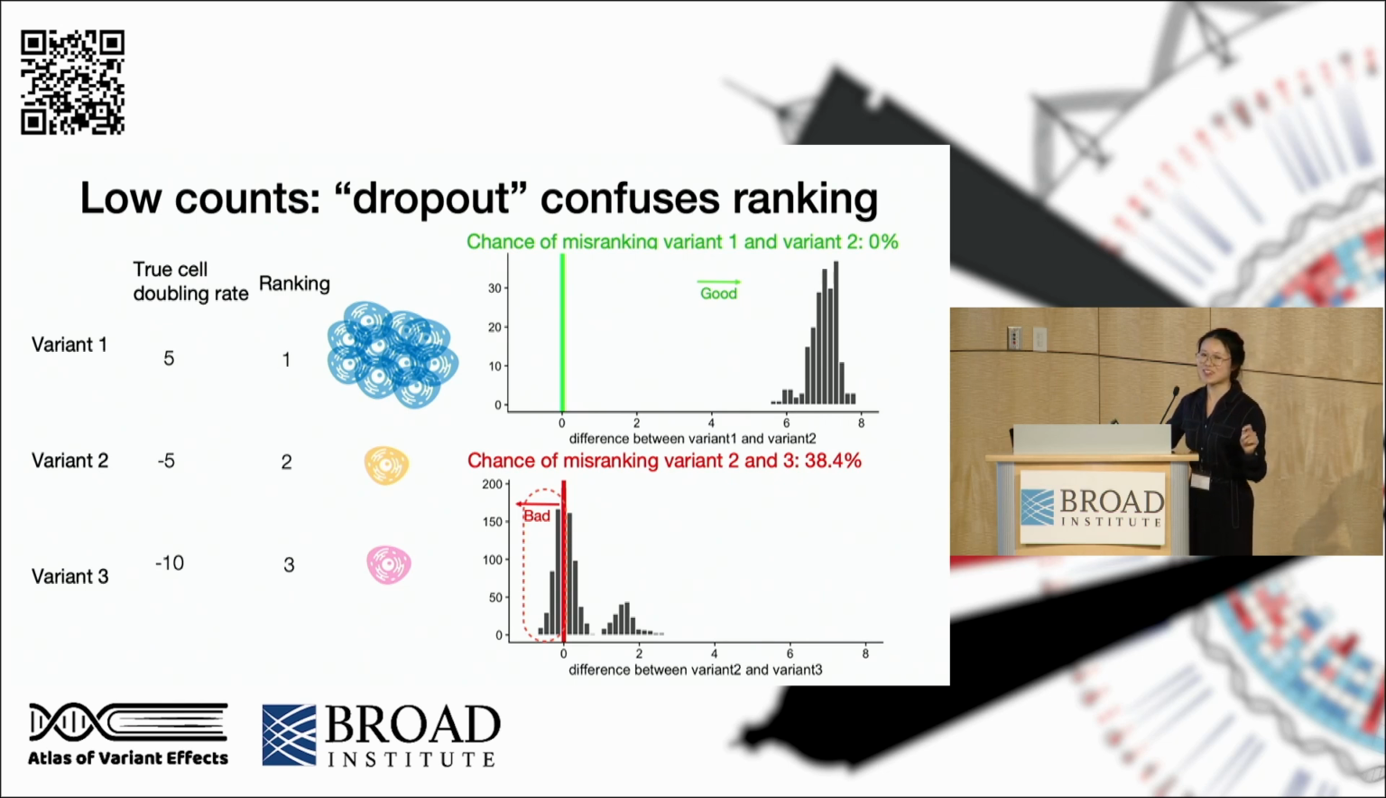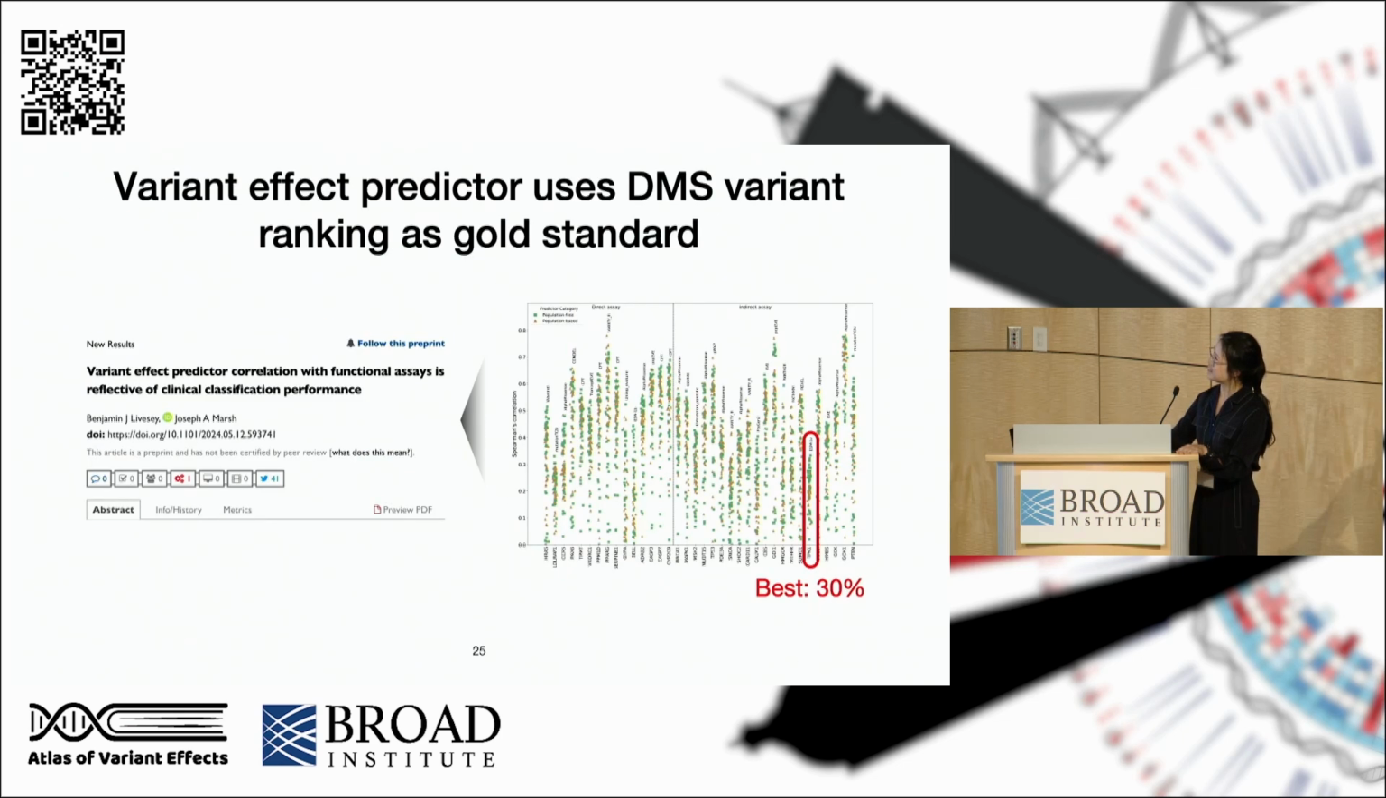If you just do coin tossing, it's 50%. I just let you know, right? Now your chance of misranking variants is 38.4% by this round of simulation. And also, that applies to every pair of 2 variants with low count after the selection. So, yeah, it's pretty bad.